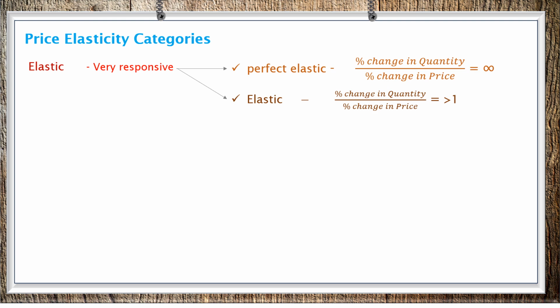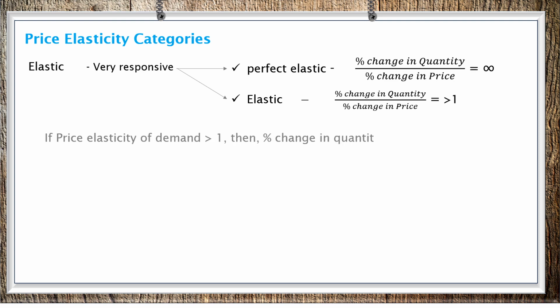The market demand for a product is directly tied to the price of the product. Therefore, if the price elasticity of demand is bigger than 1, then the demand for the product will be elastic. If price elasticity of demand is higher than 1, then the percentage change in the quantity demanded is greater than the percentage change in price.